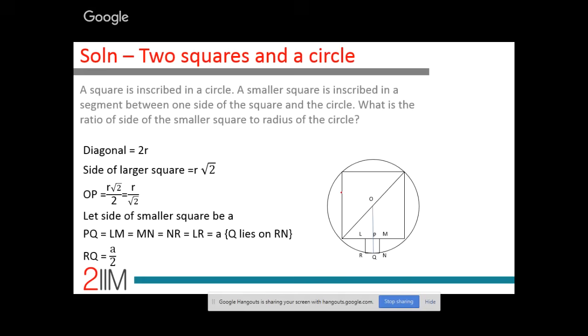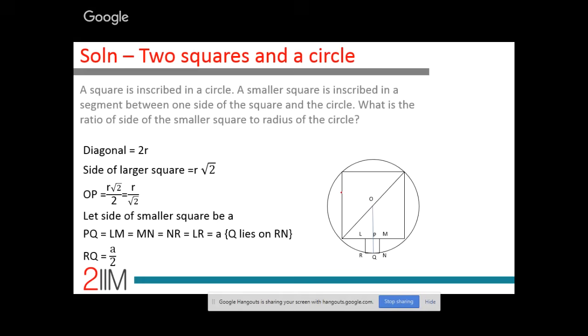So in this case, the radius of the circle is r, then the diagonal of the larger square is 2r. So the side of the larger square is r root 2. So this OP is r root 2 by 2, or r by root 2. Now coming to the smaller square, LM is a, MR is a, RN is a, PQ is a, RQ is a by 2.